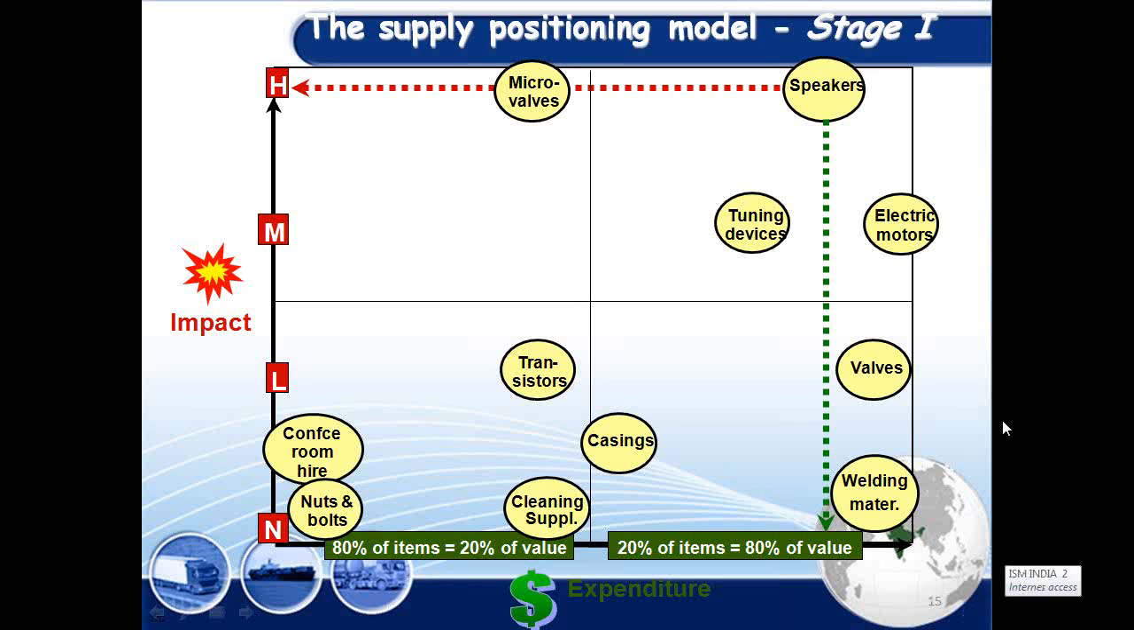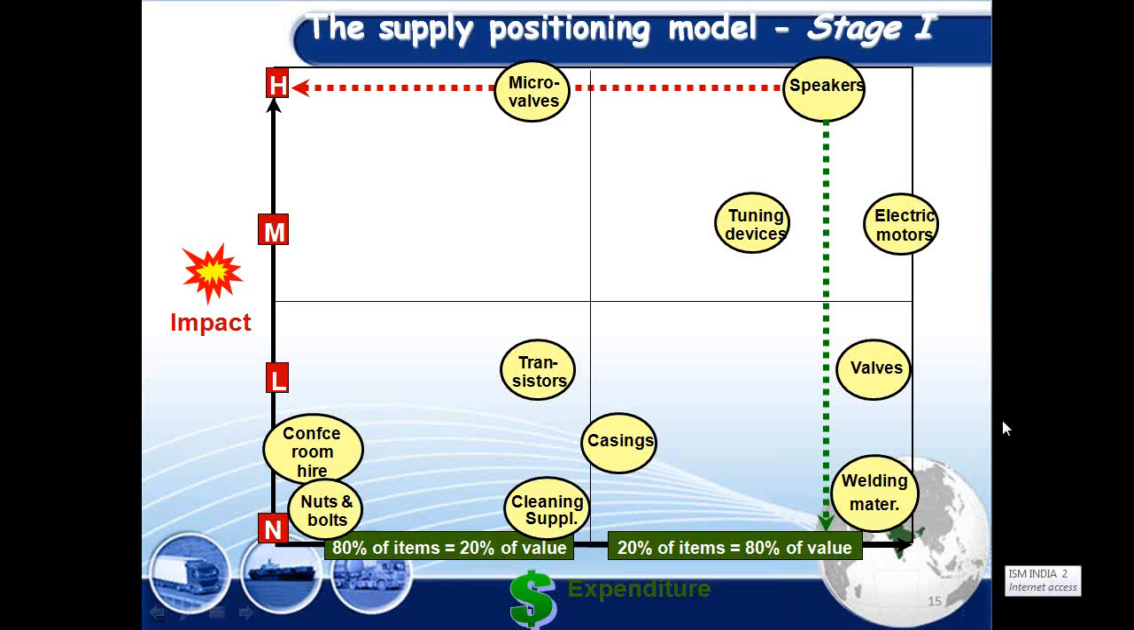You can see at the top these items, electric motors, micro valves, speakers, have more impact on the profitability or more impact on the sales of the company. But then you find some items like nuts and bolts, which have low value and low impact. So you can see that it has been taken up arbitrarily.